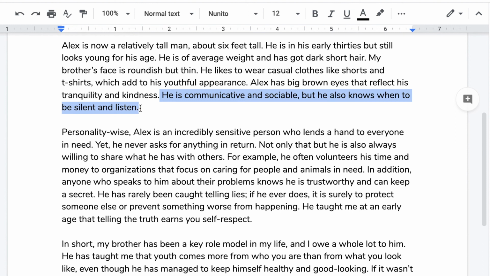So the writer in these 2 sentences is providing a bridge from body paragraph 1 to body paragraph 2, a bridge or a transition. By ending the first paragraph with a personality trait, the writer is providing a transition to the next body paragraph, which will be about Alex's personality. It's just a good strategy to pay attention to, and which you can use in your own essay.